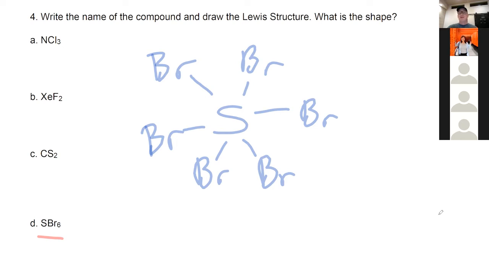The fact that bromine's more electronegative means those bonds will be polar. That's correct. But what is it about sulfur that allows it to make 6 bonds and have 12 total valence electrons? Why can it do that? Oxygen is just above it in the periodic table. Oxygen's also in group 6. It cannot do this. So what's the difference between oxygen and sulfur?